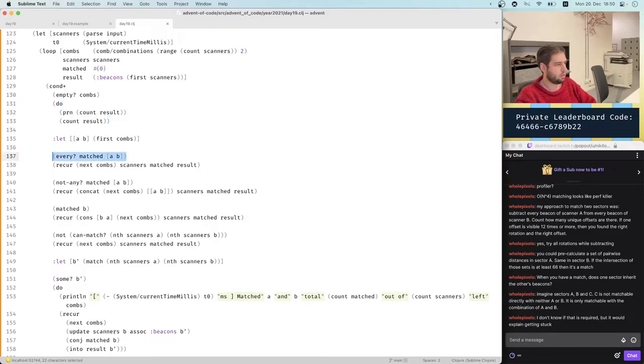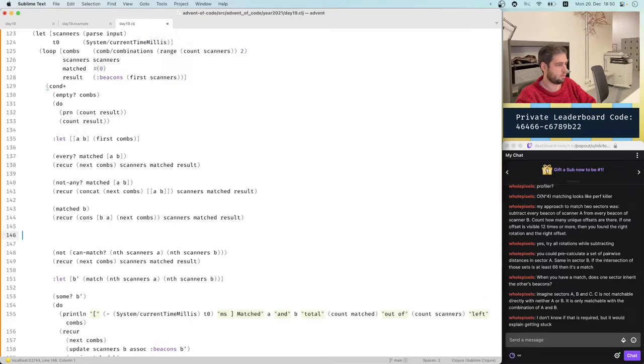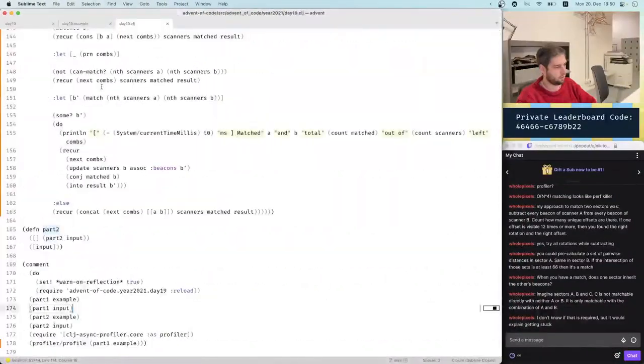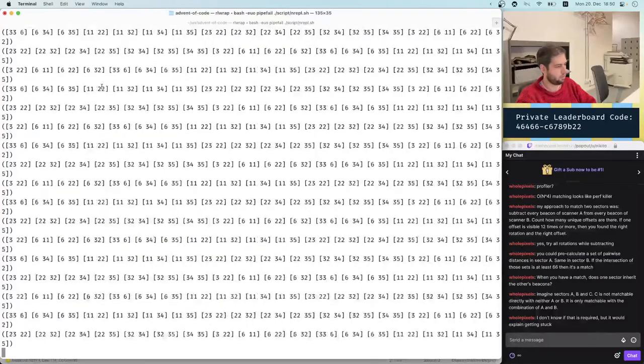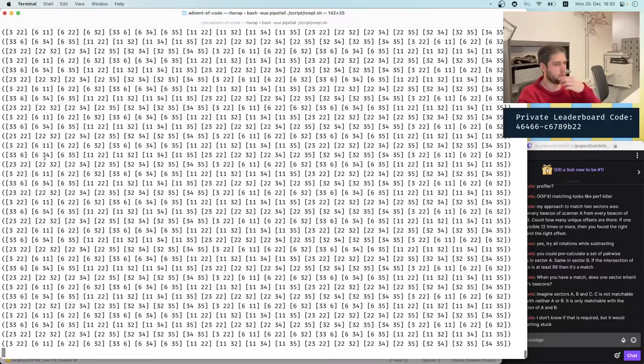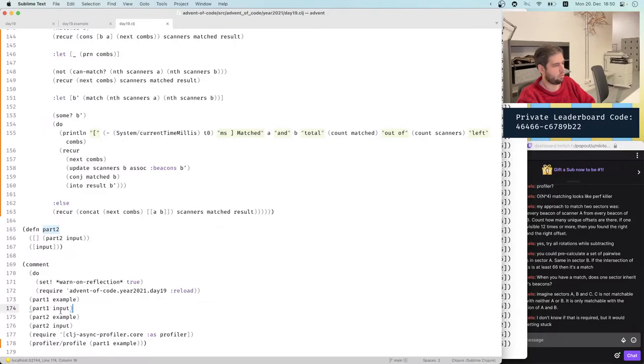Let's see. Okay, there is obviously a loop somewhere. Right, and the loop goes like this. 23. So somehow we got opposites in here. Why we shouldn't have.